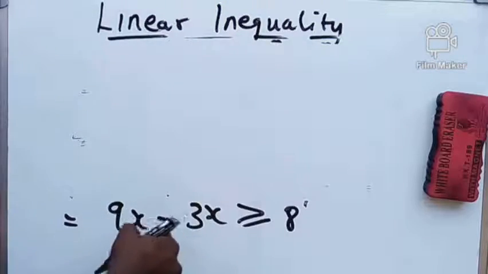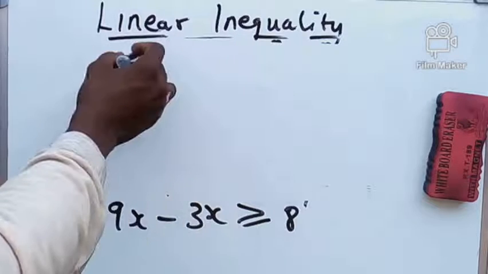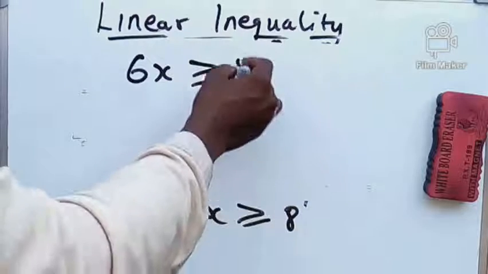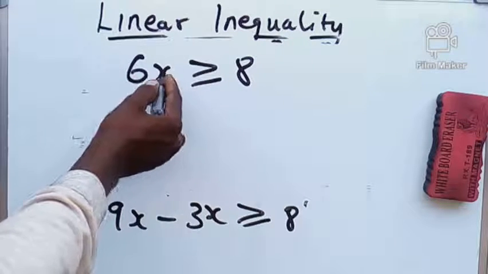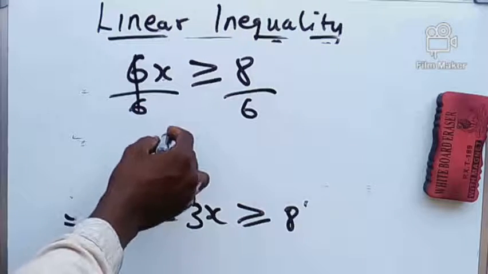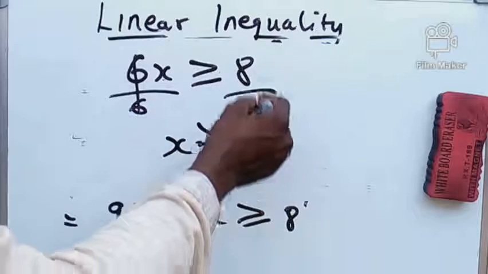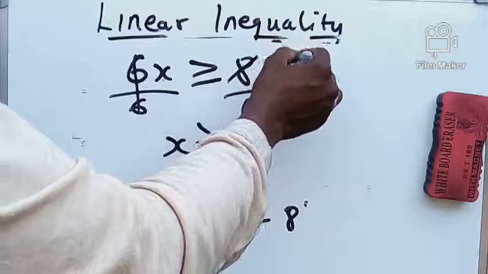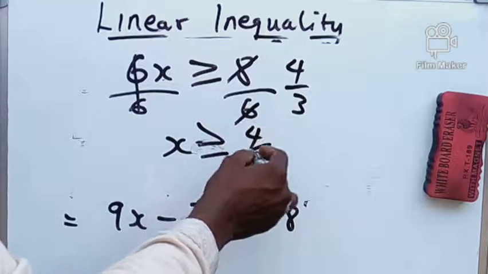So we have 9x minus 3x. What do you have? 9 minus 3 is going to give you 6x. 6x is greater than or equal to 8. So what's the next step? We need to just divide all through by the coefficient of x, which is 6. Divide by 6, divide by 6. 6 here, you have x. x will be greater than or equal to, what can divide? 2 can go into 8, you have 4. 2 goes into 6, you have 3. So our answer will be 4 over 3.